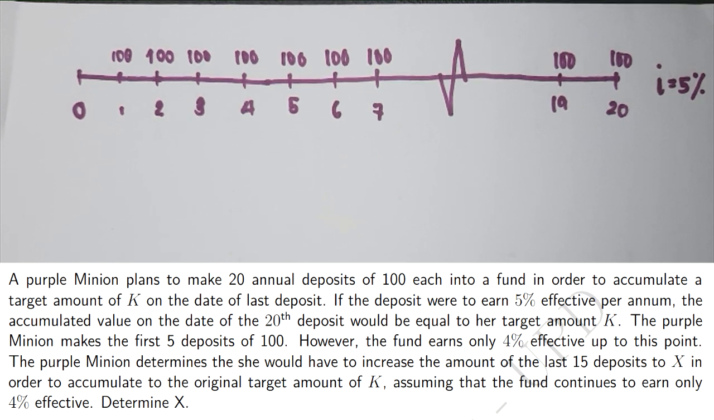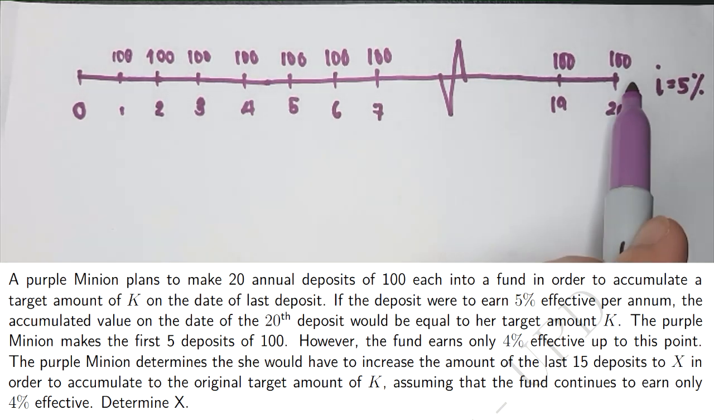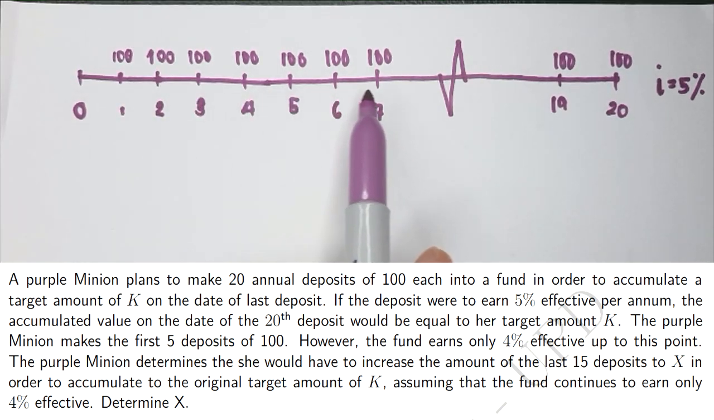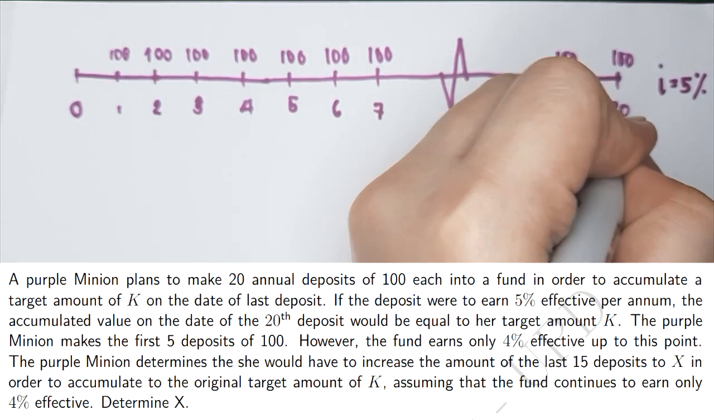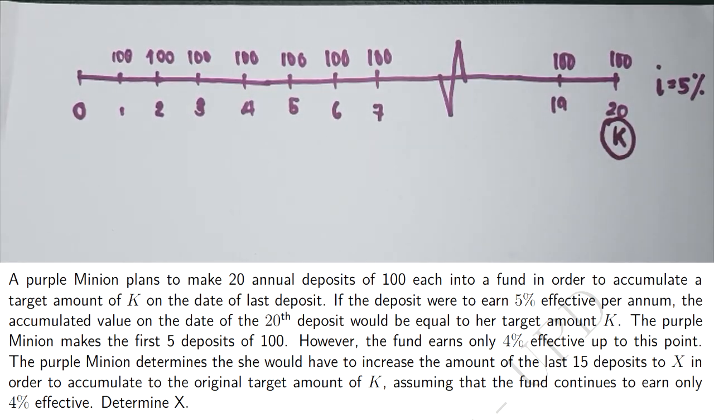So, a purple minion plans to make 20 annual deposits of 100 each into a fund in order to accumulate a target amount of K on the date of the last deposit. Okay, so gusto niya, dun sa last deposit niya, kapag in-accumulate natin lahat ng yan, mag-i-equal sa K. Dito ko na lang ilalagay, ha?